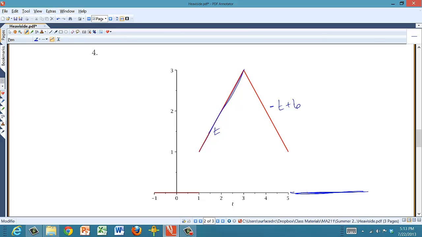So what am I going to do? I want to turn on the function t at time 1. So I'll write t times the Heaviside function shifted by 1. That would give us this first behavior of t turning on at time 1. Now I'm going to turn off the t at time 3. So I'll write minus t times u(t minus 3).